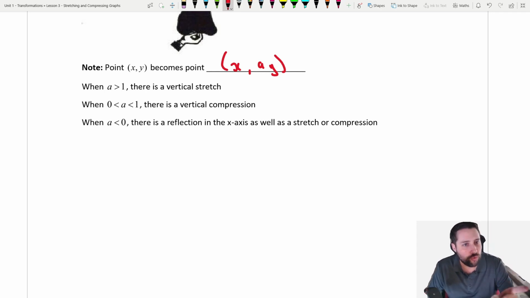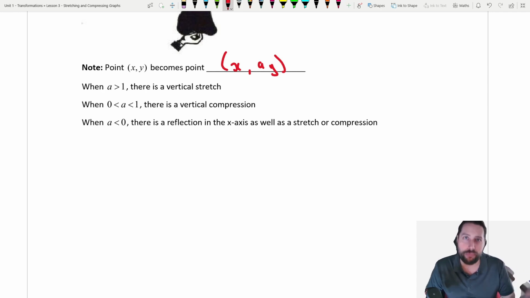When a is greater than or equal to 1, there is a vertical stretch. When a is greater than 0 but less than 1, it's a vertical compression, so it's going to be squished. And when a is less than 0, that means there is a reflection on the x-axis as well as a stretch or compression.